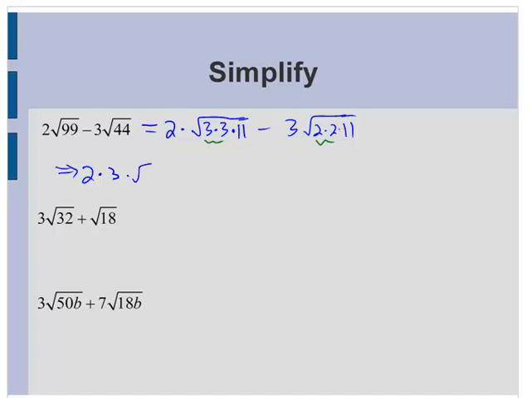So I have 2 times 3 times the square root of 11, minus 3 times 2 times the square root of 11. And so that's 6 times the square root of 11 minus 6 times the square root of 11. And since those are the same, combining them would give me 0. Alright, why don't you try the other two on your own?